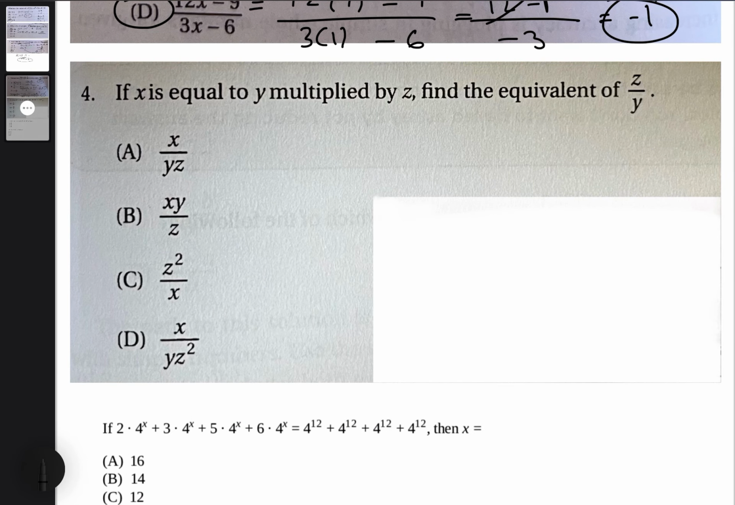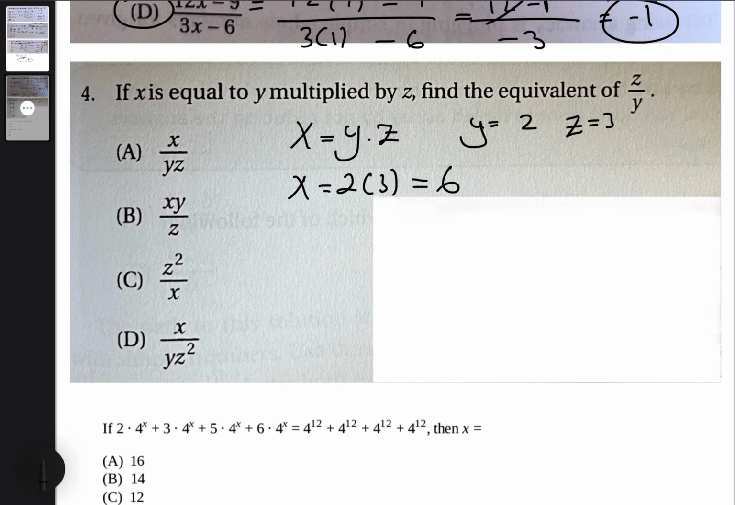All right, now let's take a look at number 4. It says if x is equal to y multiplied by z, find the equivalent of z over y. Okay, so they're saying that x is equal to y multiplied by z, right? We can assign some values for y and z, something other than 1 and 0. So we can say y is, for example, 2 and z is 3. So x is going to be 2 times 3. That means the value of x is 6, right?